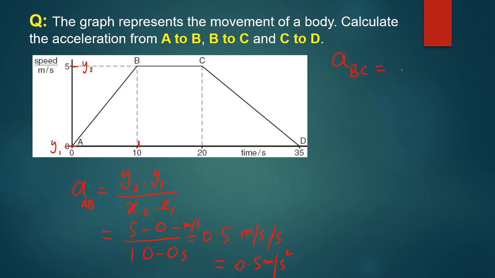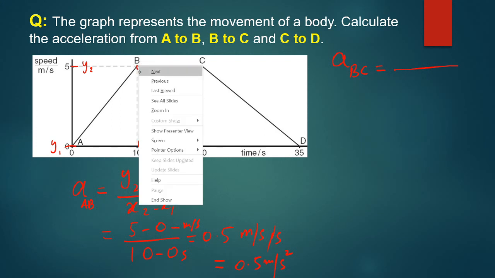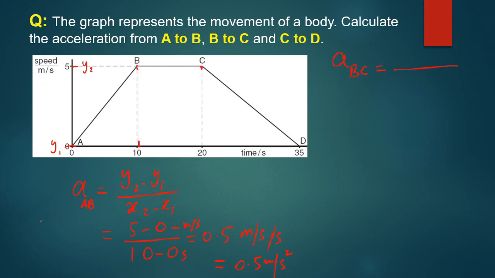So again, if I use the formula over here, y2 minus y1, here is my point y2, and that's y1. Both have the same value, a constant value in this case. So my y2 is 5 and my y1 is also 5, and my x2 is 20 and my x1 is 10. So that's 0 over 10. 0 divided by any number equals 0 meters per second squared.